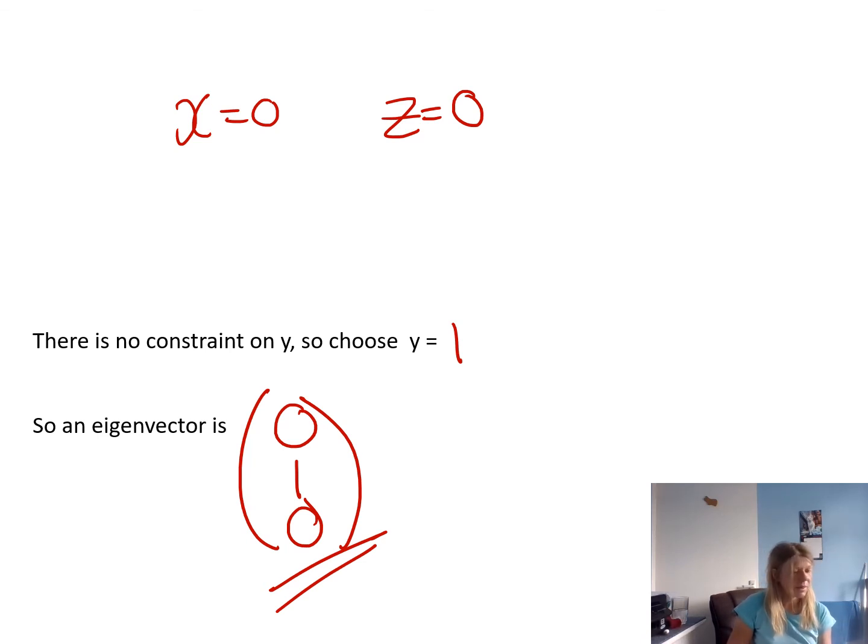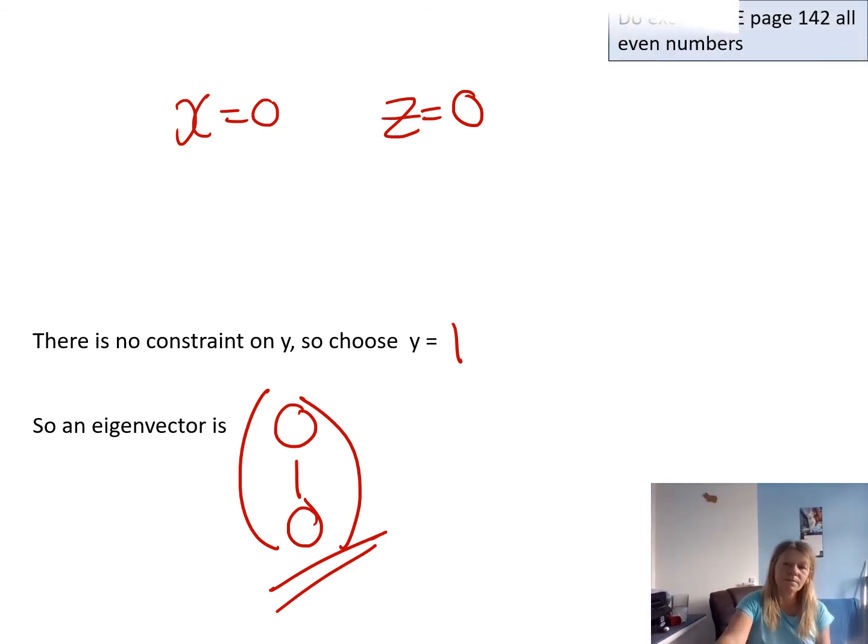Right, I think there's an exercise for you to do now. So there it is. Do all the even numbers in exercise 6E. That should keep you off the streets for a while. Having a quick look at that one. Yeah, you'll have fun there. Enjoy.